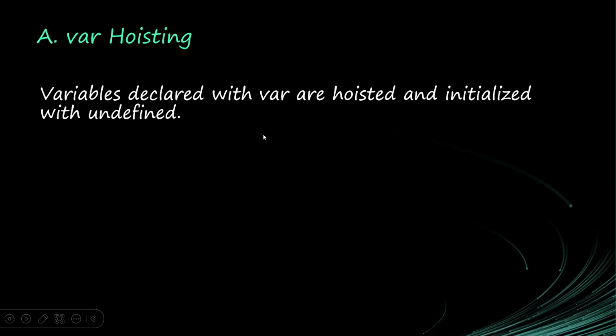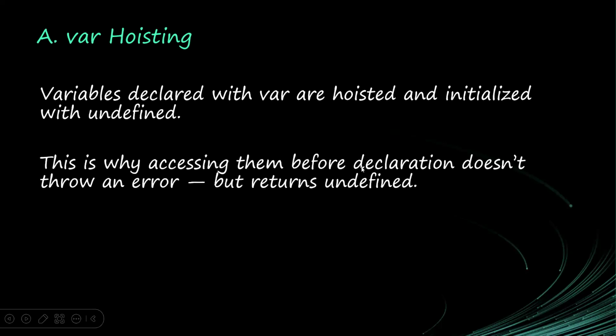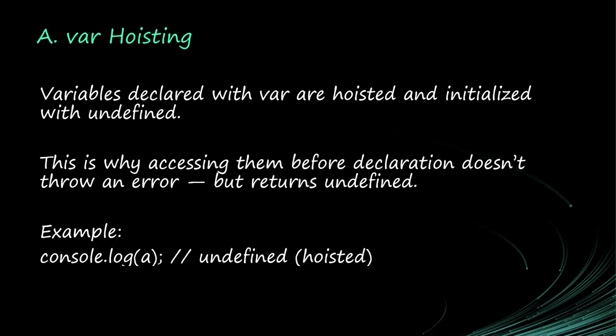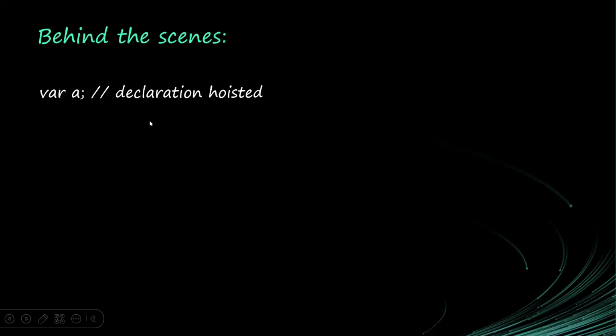So when you use the var keyword to create variables, yes, they will be hoisted. That means you can use them before you declare them, but the value will be undefined. This is why accessing them before declaration doesn't throw an error, but it returns undefined. It will be hoisted, all right, and it will be given a value of undefined, so there will be no error. But when you use the let keyword, it will not allow you.